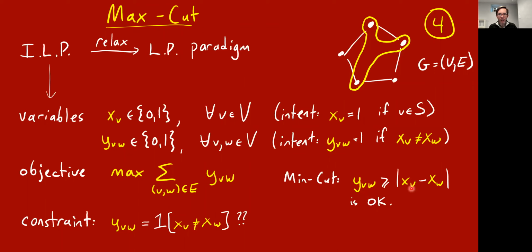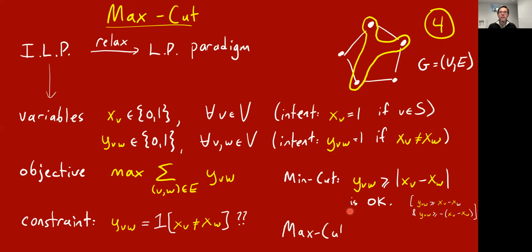Now, this at first does not look like a valid linear inequality for linear programs because it has these absolute value signs. But actually, it's fine, because this inequation can be converted to two proper inequalities that capture it. You just say that yvw is at least xv minus xw, and yvw is at least the negative of xv minus xw. So this is just shorthand for two inequalities that you really could include.